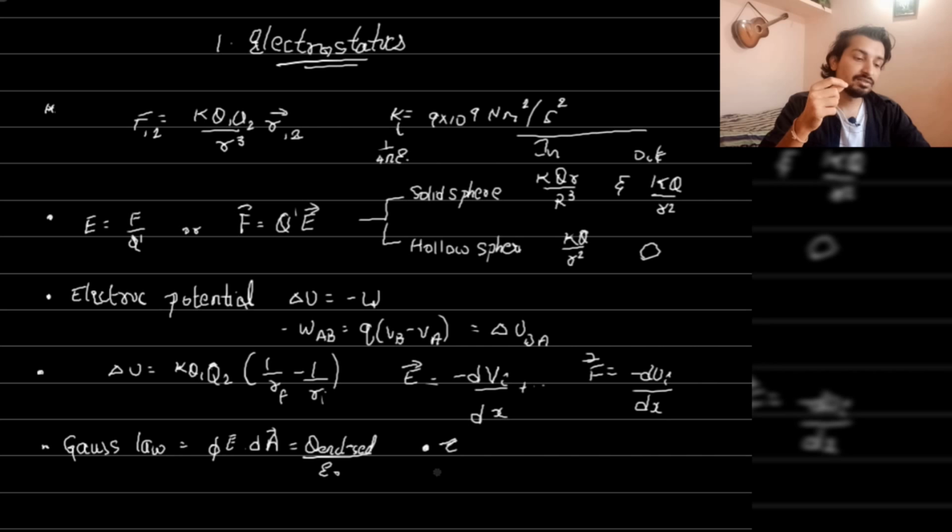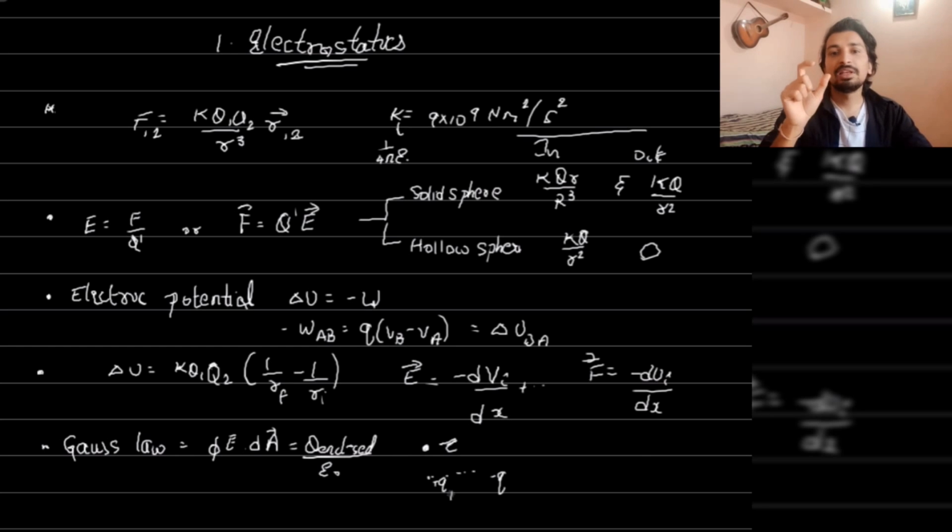And then you also have torque. What is torque? If you have a positive and a negative charge, two charges separated by a distance 2a, then you get a dipole moment. So there is a dipole. When positive and negative charges are present together, it is called a dipole.